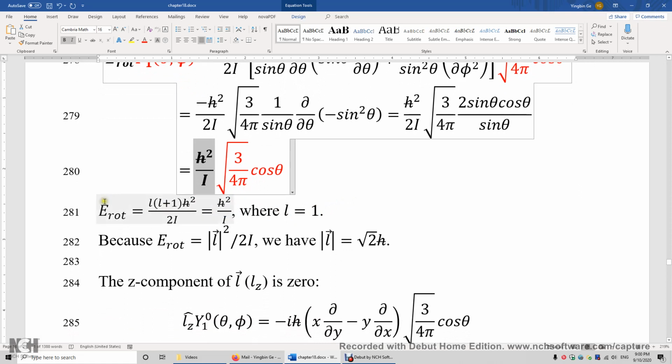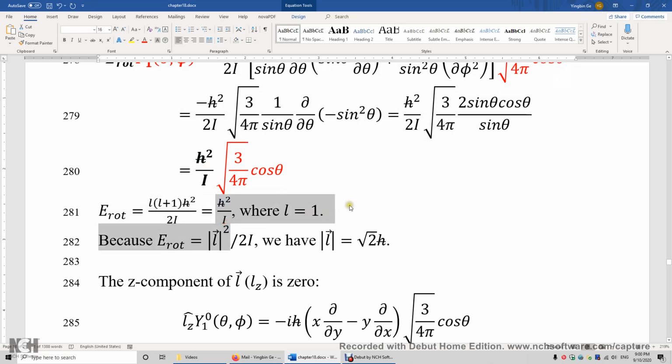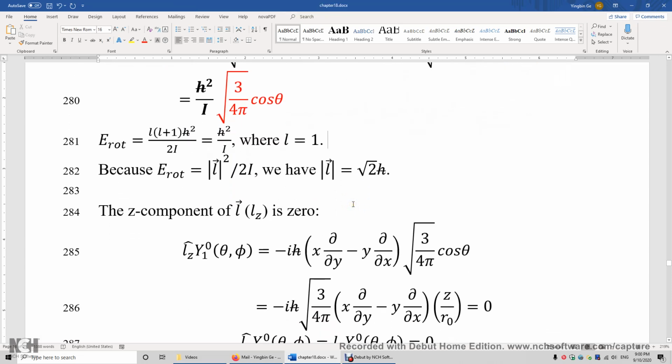We can also use this equation to calculate the rotational energy by plugging in L equals 1. Well, we got the same expression, h bar squared over I. And again, the rotational energy is the magnitude of L squared over 2I, and we have the magnitude to be square root of 2 times h bar.